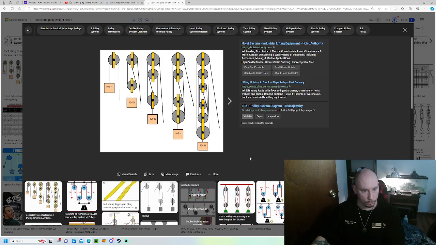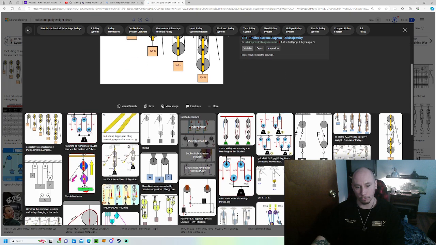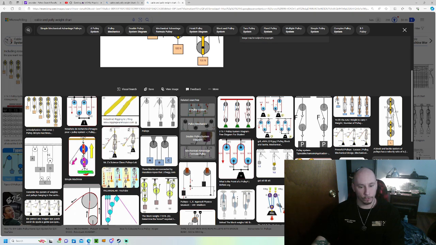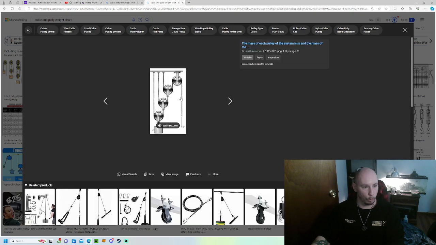But yeah, pretty much, one pulley, you're pulling the weight. Two pulleys, it's half that weight. Three pulleys, I don't know, this is where it starts to lose my brain. But it makes it easier to lift that 1 ton with multiple pulleys. Or that weight.